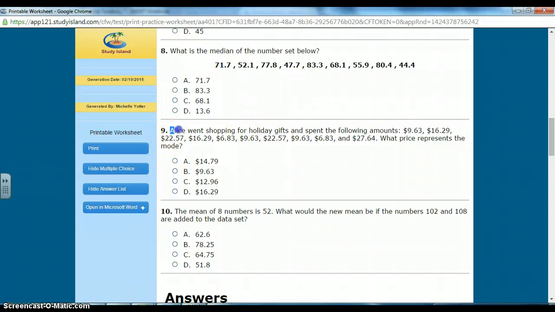Okay, this one actually is a mode question. So this is Alice went shopping, this is how much she spent. What is the mode? So what's the one that occurs most often? I see 963, 963, 963. So I think it's going to be 963 is the one that occurs most often.